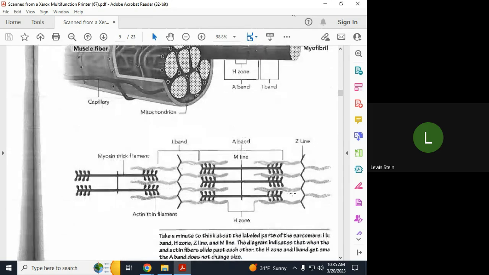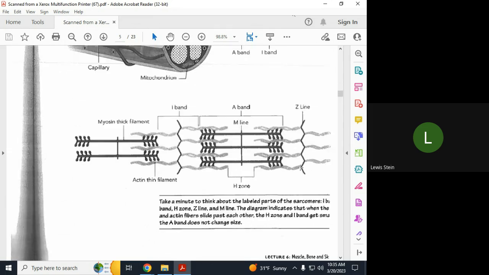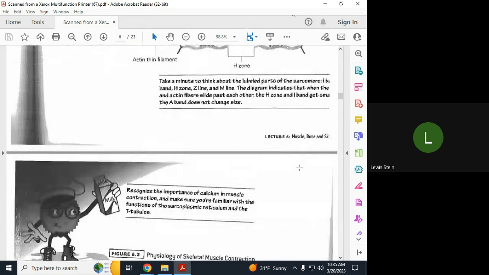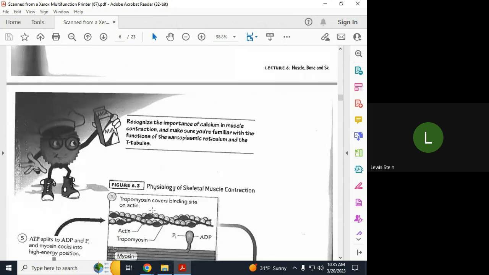And here's the A bands, the I bands, and all that type of stuff. They don't mention the titin that would be over here between the myosin heads and the Z disc. I just keep it in the back of my mind because it's about elasticity. So take a minute to think about the labeled parts, H, Z, M, etc., sliding filament theory, the role of calcium, etc., all that good stuff.